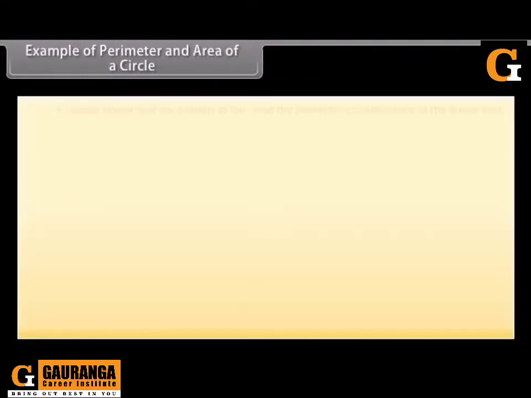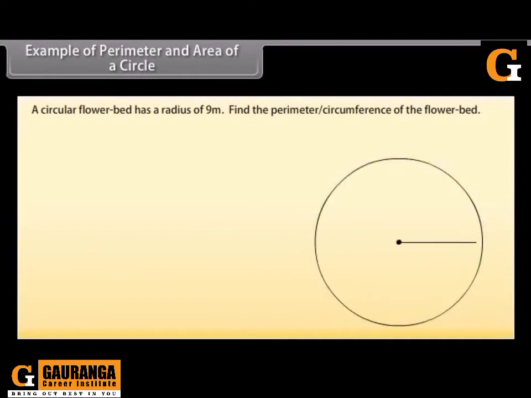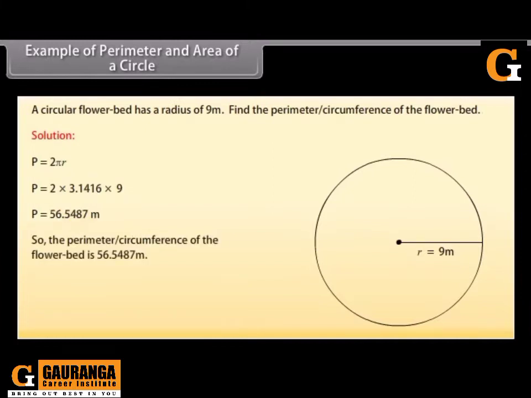Example 1. A circular flower bed has a radius of 9 meters. Find the perimeter or circumference of the flower bed. Solution. We know that perimeter P is equal to 2 into pi into r. Substituting the values, we get P is equal to 2 into 3.1416 into 9, which is equal to 56.5487 meters. So, the perimeter or circumference of the flower bed is equal to 56.5487 meters.